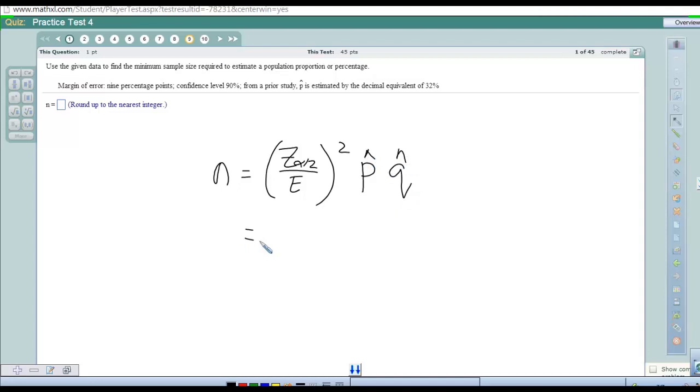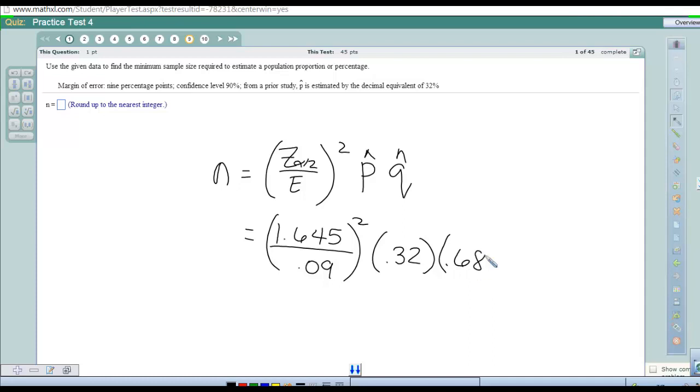Okay, if we're doing 90% confidence, that's what? What's the z value? Okay, I believe it's 1.645. E is 0.09. Okay, 9 percentage points, so 0.09. P hat is 0.32, and Q hat is what? 0.68. Okay, so you multiply all of that together and round up to the next integer. Okay. Questions about that? Okay, very good.